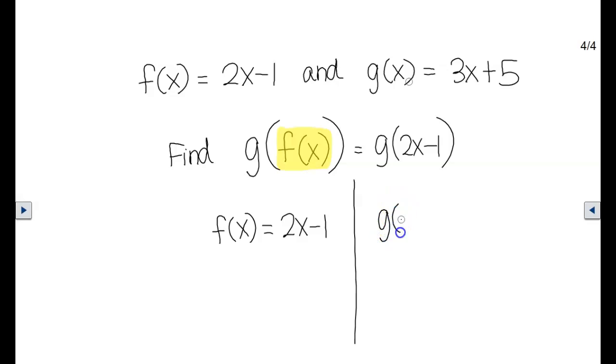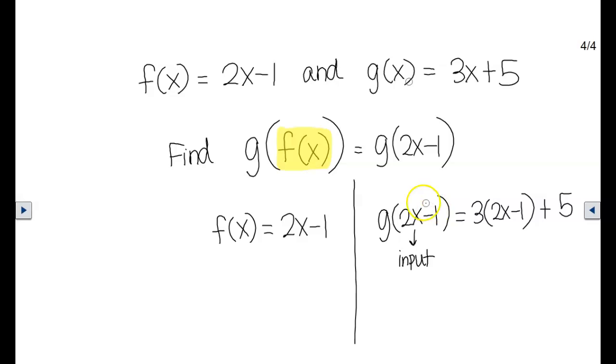So that's next up for me. That's what I need to do now. Now again, don't let that confuse you. This is telling you you're going to take the function named g, which is 3 times x plus 5, and you are going to input 2x minus 1 for x. So we're going to input 2x minus 1 for the x in that function. So instead of 3 times x, you're going to have 3 times 2x minus 1. See, I am removing x from the problem and putting 2x minus 1 in its place. And then my plus 5.